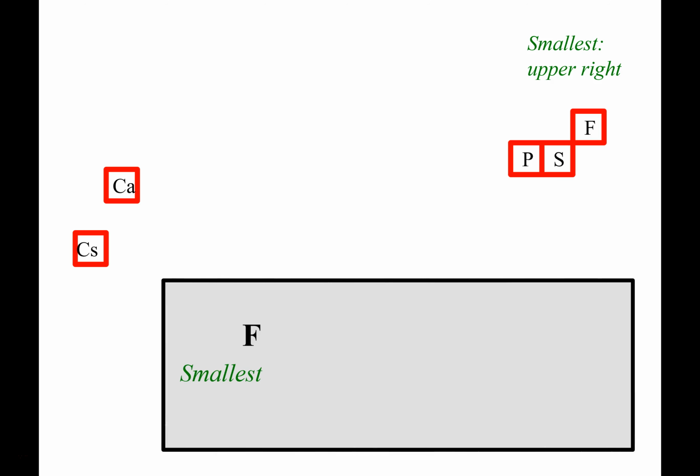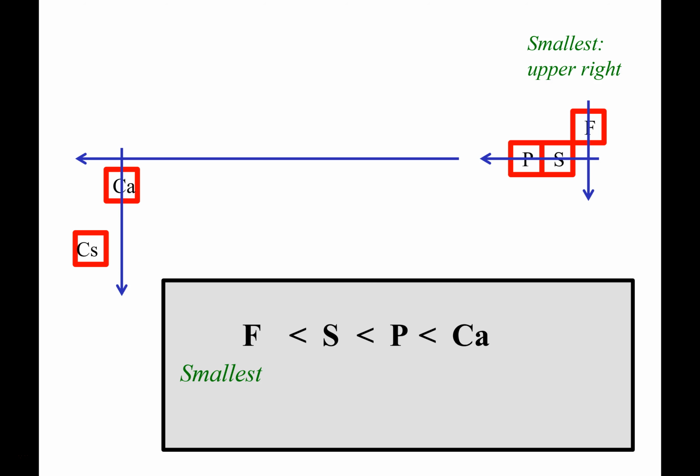I think I have some arrows to kind of show you. Smallest would be fluorine, largest would be cesium. And as you said, phosphorus is going to be larger than sulfur. So sulfur, then phosphorus, then we'll pick up calcium, and then we'll pick up cesium. So that's how that goes.